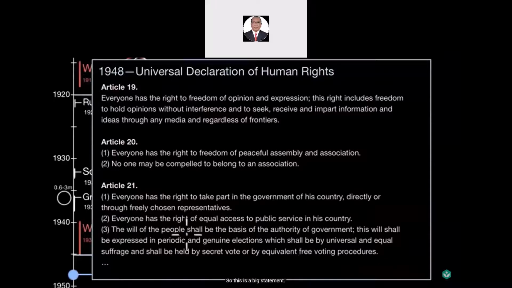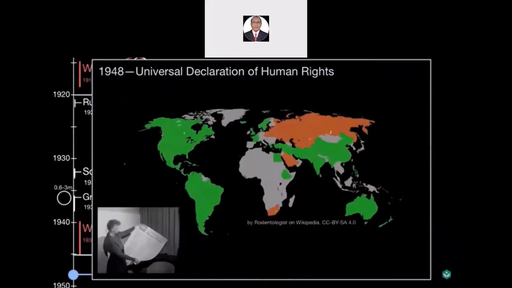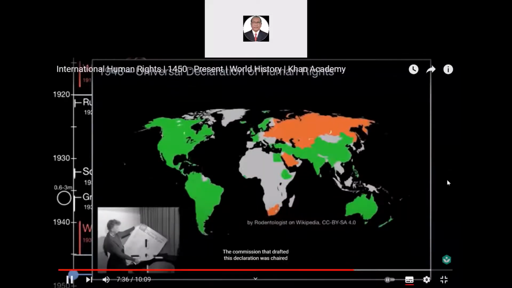So this is a big statement. It's taking a stand, saying that everyone on the planet should be able to live in a democracy and participate in a democracy. The commission that drafted this declaration was chaired by Eleanor Roosevelt, wife of Franklin Roosevelt.